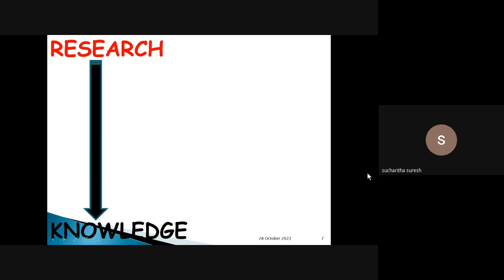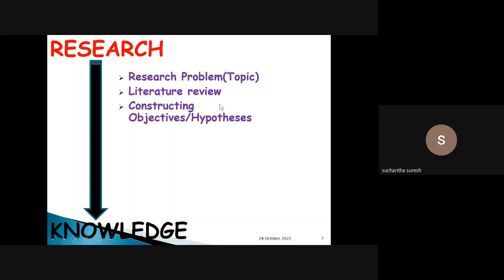So what is required to write a research paper? We need one good research problem, or it is called a research topic. Then we need a literature review of the research problem. After the literature review, we construct the objectives. Then we need the methodology. In paper writing we call it methodology. Methodology here means, if you have objectives, how you are going to achieve those objectives. Okay, those methods you have to provide in that.